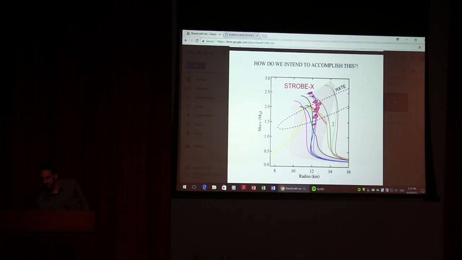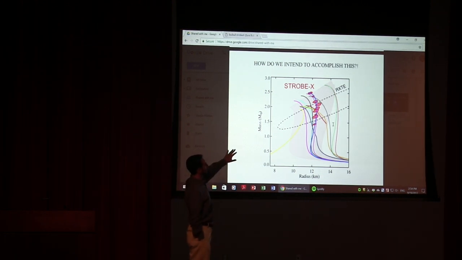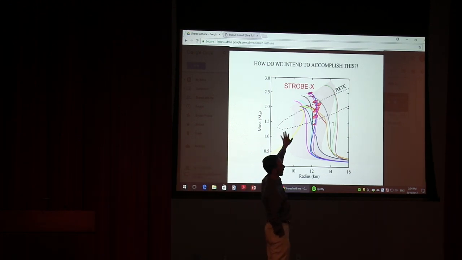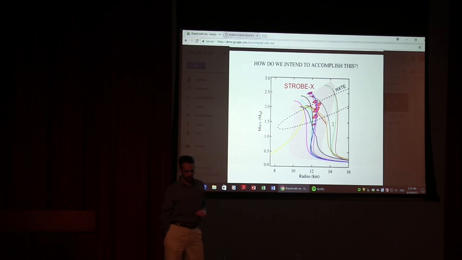In our STROBE-X study proposal, we claimed that we would do that. This is a figure from that proposal. So how do we intend to actually accomplish this? There have been constraints from past observatories using multiple different techniques. And this very vague outline labeled RXTE attempts to show an envelope in which some of those measurements were made. It's obviously not very constraining.